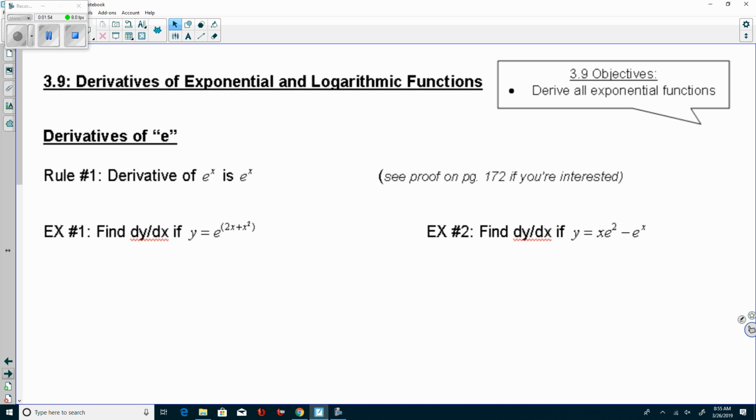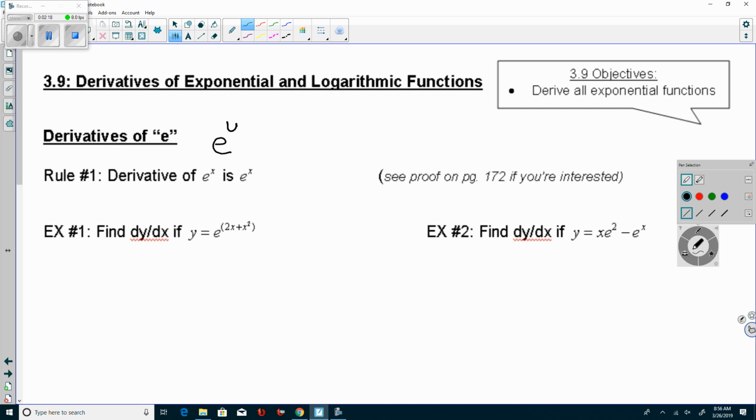That's the rule. Like I said, there's a proof on page 172 if you're interested. You can look at it, go through it all, and see exactly what's going on. And what you also have to take into consideration is what the power is. So if I have e to the x, the derivative is e to the x, that's true. But if I have some e to the u, it's kind of like your chain rule. Right? So just e to the x, that's it. You're still taking the derivative of x.